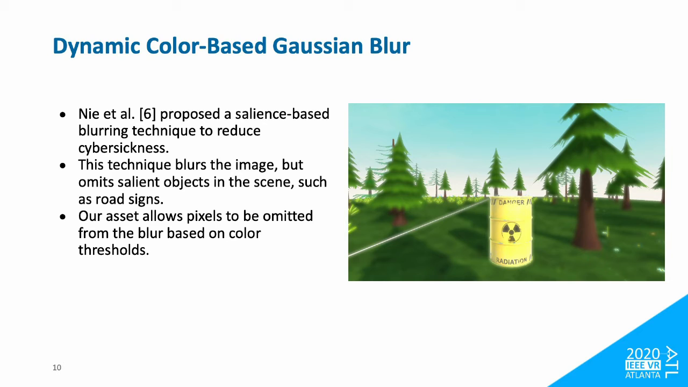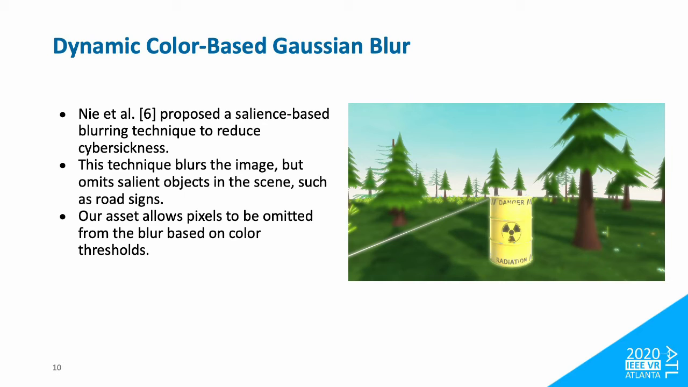One potential issue with the motion blur strategy is that it can obscure necessary information from the user. So for instance, if a user is in a driving simulation, we don't want to be obscuring the road signs from them. Ni et al. proposed a salience-based cybersickness reduction technique to get around this problem, which omitted distinctive objects from the blurring effect with the help of deep learning.